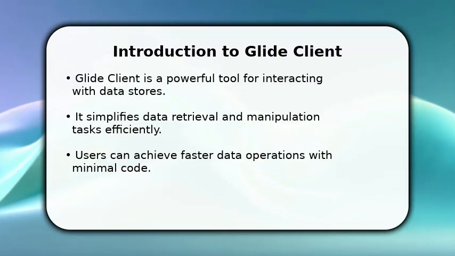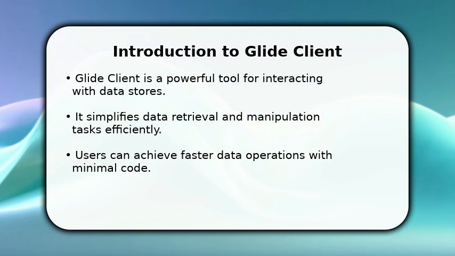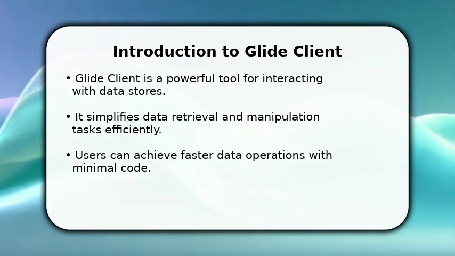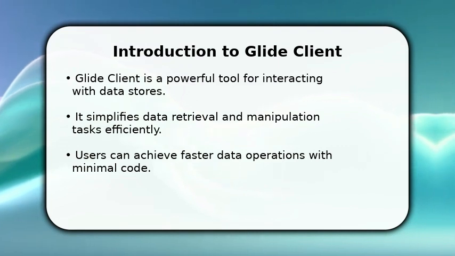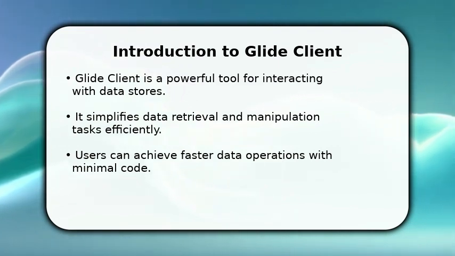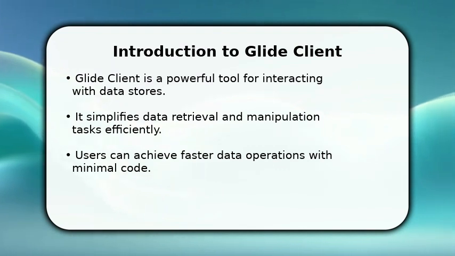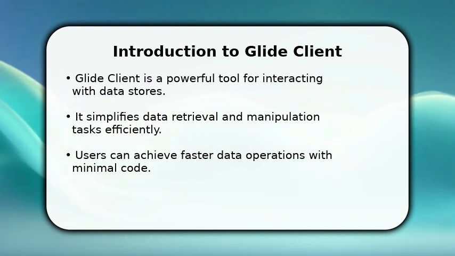In this video, I will explain how to use Glide Client. First, understand that Glide Client is a robust, high-performance library designed for efficient data access. It allows developers to interact with various data sources, such as Redis, with remarkable speed and reliability. Its primary purpose is to streamline data operations, making your applications more responsive and scalable.